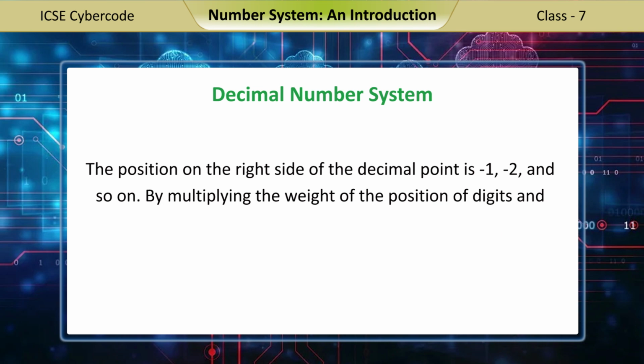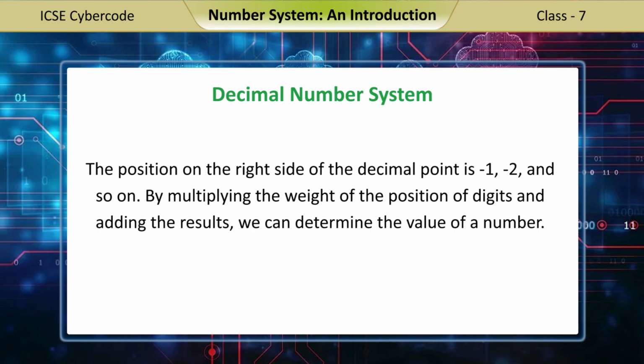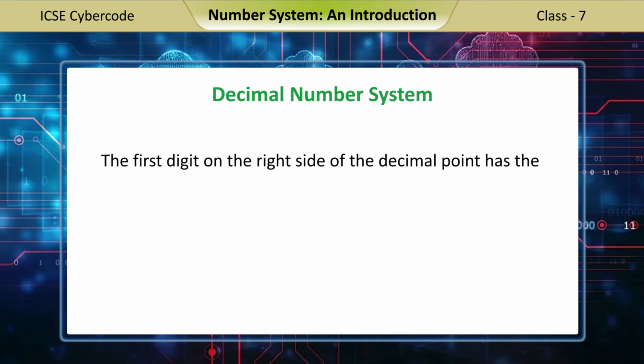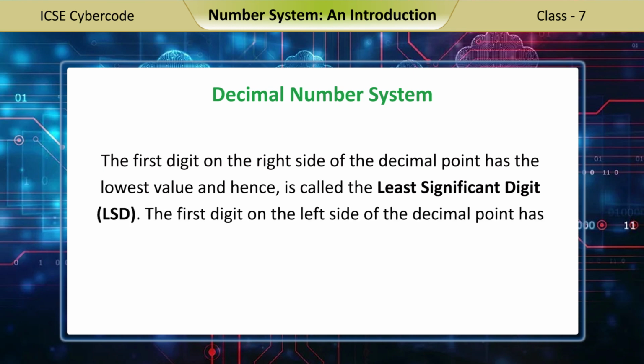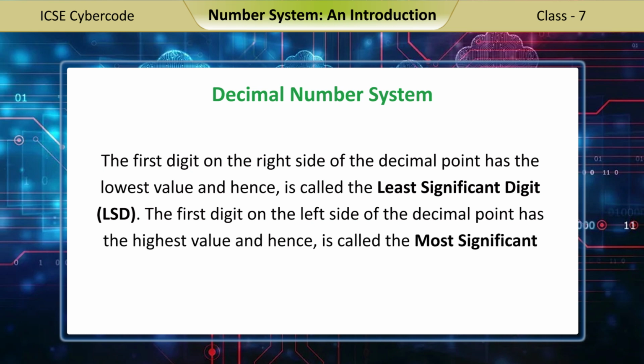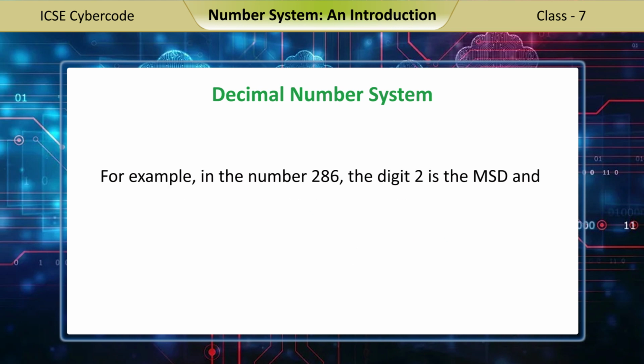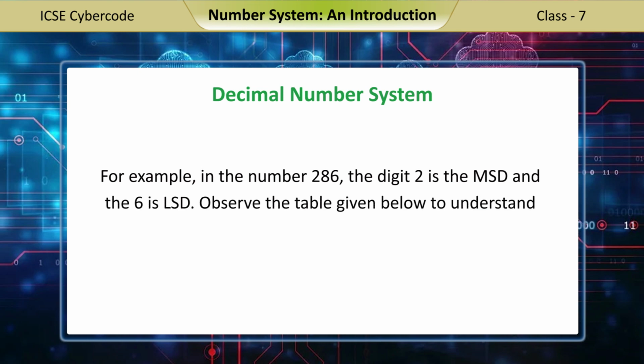By multiplying the weight of the position of digits and adding the results, we can determine the value of a number. This is known as the expansion method. The first digit on the right side of the decimal point has the lowest value and hence is called the least significant digit, LSD. The first digit on the left side of the decimal point has the highest value and hence is called the most significant digit, MSD. For example, in the number 286, the digit 2 is the MSD and the 6 is LSD.